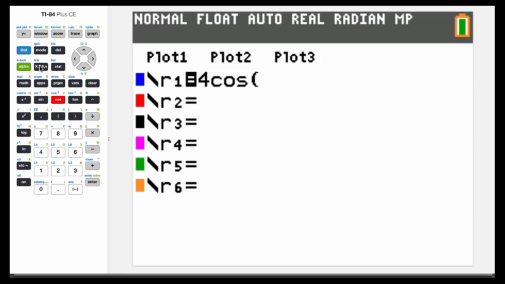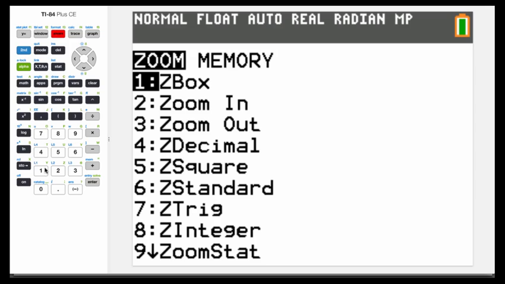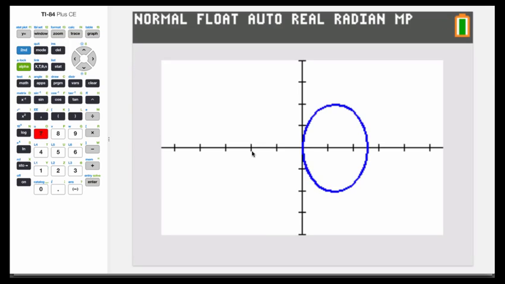Remember now when you hit that X button, you get a little theta. And we're going to go ahead and do zoom trig, which is zoom 7. That puts our values in terms of pi on the horizontal axis. And this would be a circle, but because of the aspect ratio it doesn't quite look like one.